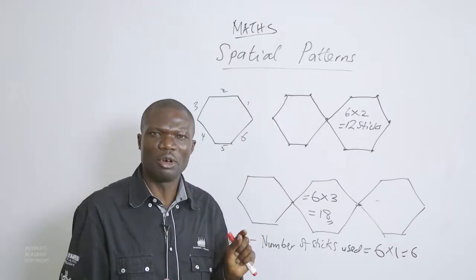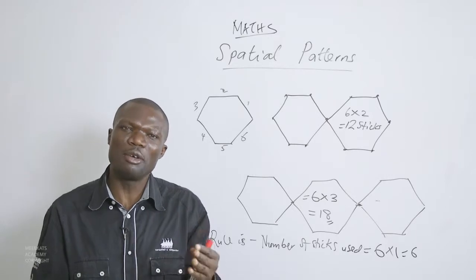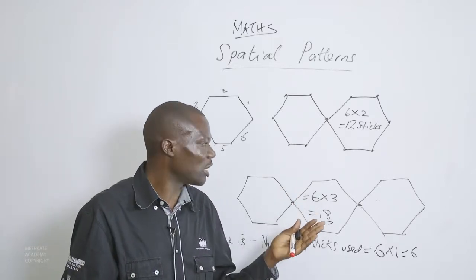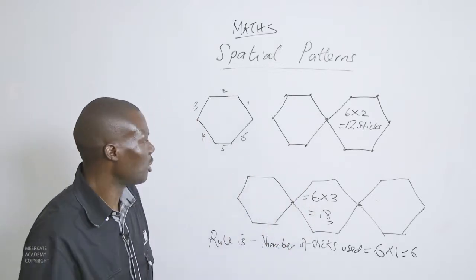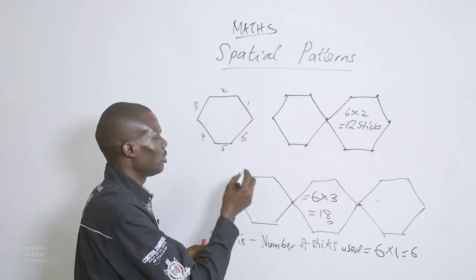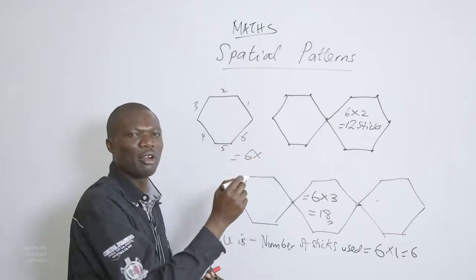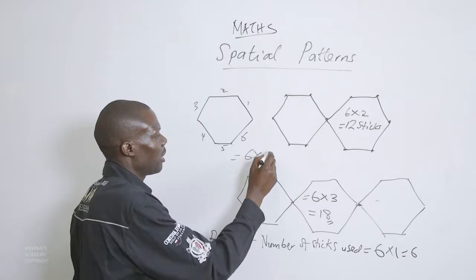Someone will ask you, how about if the hexagons are 5? How many sticks will be used to construct 5 hexagons? So we have said the formula for the number of sticks used is normally given by 6 for 1 multiplied by the number of hexagons we require, that is 5.